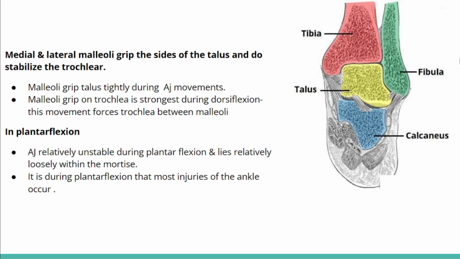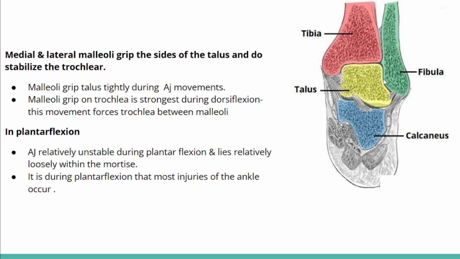We'll discuss the stability of the ankle joint. Now you can see medial malleolus and lateral malleolus grip the sides of the talus and stabilize the trochlea. During the ankle joint movements, the malleoli grip the talus tightly, so stabilizing. Now this malleolar grip on the trochlea is strongest during dorsiflexion because this movement forces the trochlea between the malleoli. But in contrast, when it comes to plantar flexion, the ankle joint is relatively unstable because the trochlea lies in a relatively unstable position, or fits loosely within the mortise.